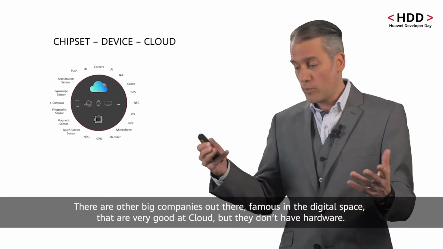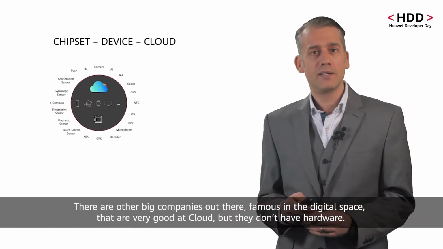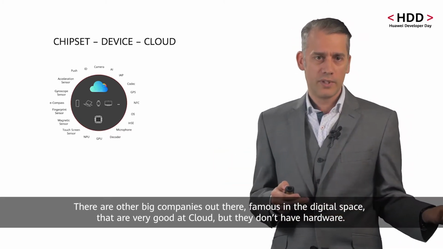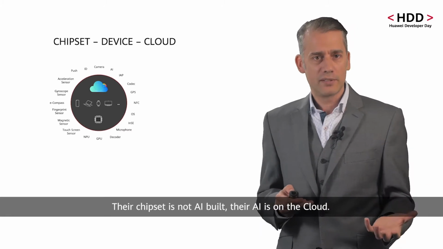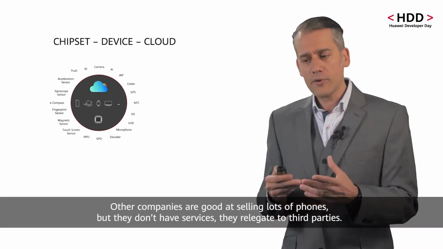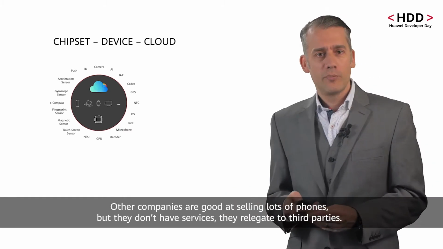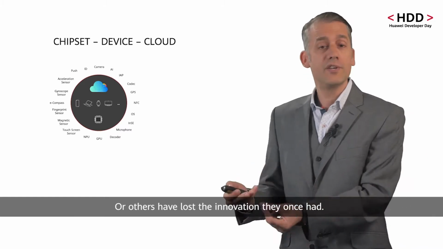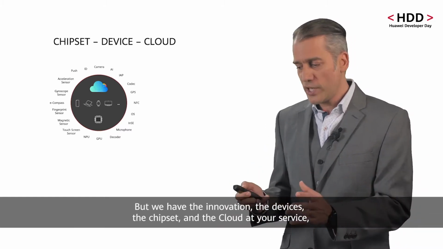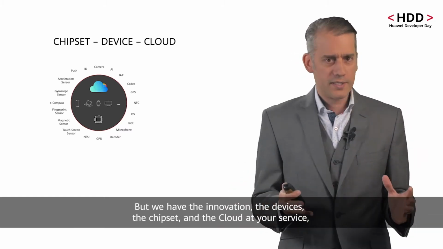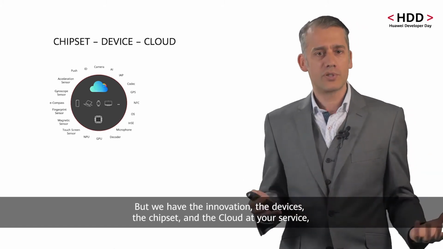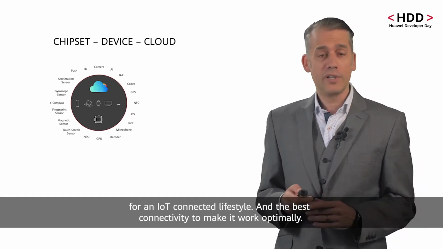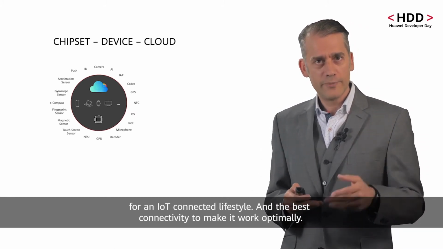There are other big companies out there, famous in the digital space, that are very good at cloud, but they don't have hardware. Their chipset is not AI built. The AI is on the cloud. Other companies are good at selling lots of phones, but they don't have services. They relegate to third parties. Or others have lost the innovation they once had. But we have the innovation, the devices, the chipset, and the cloud at your service for an IoT connected lifestyle, and the best connectivity to make it work optimally.